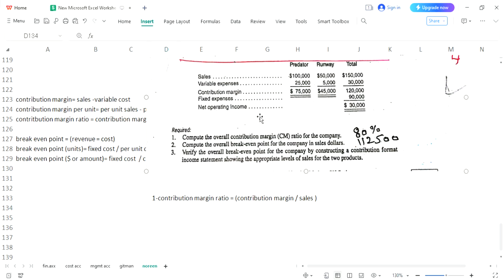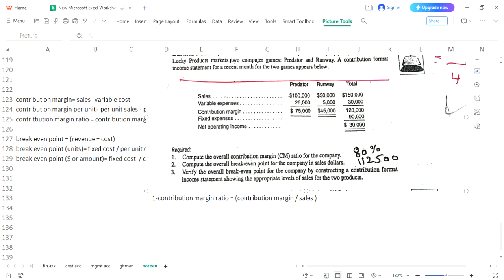Okay, so come over here, we have two products. Here it has been discussed that the company has two computer games. In the previous question it was said that there is only one product, but now they are selling two different products, Predator and Runway. These are a sort of games, and the names of the games are given over here, Runway and Predator. Alright, so we have sale number 1 and sale number 2, and collectively total sale is also present over here.